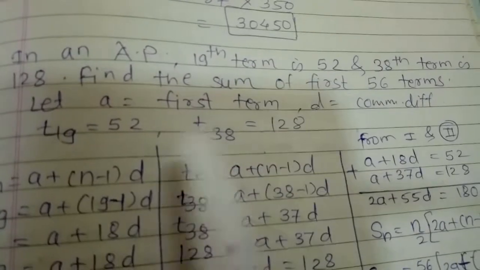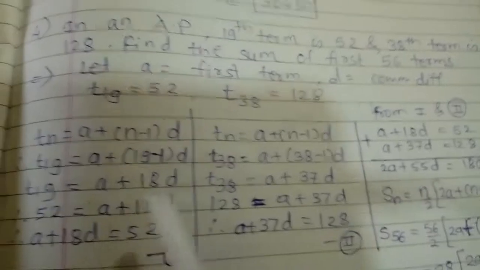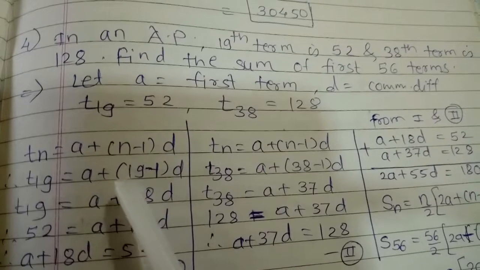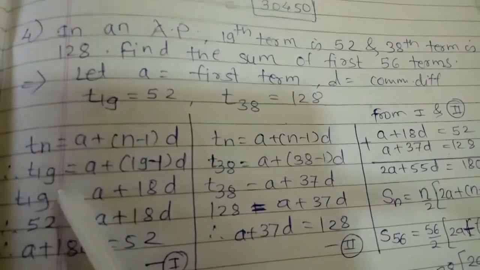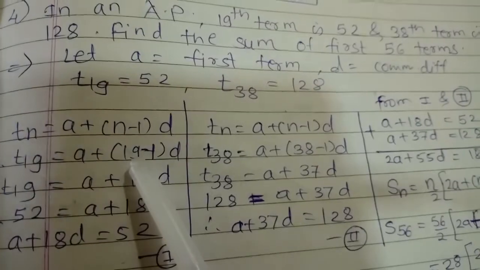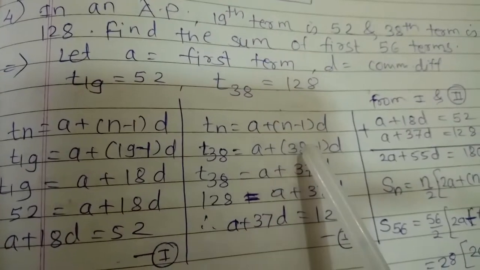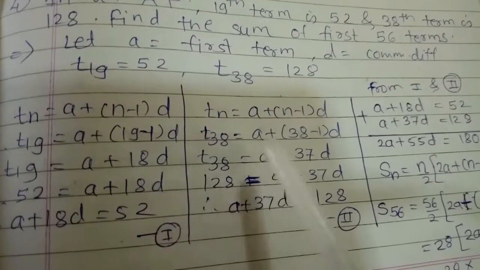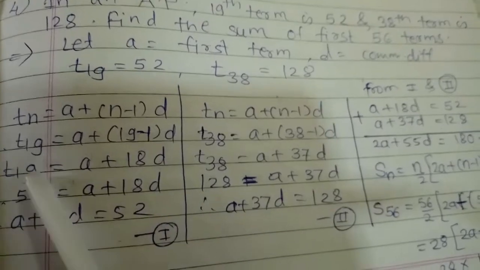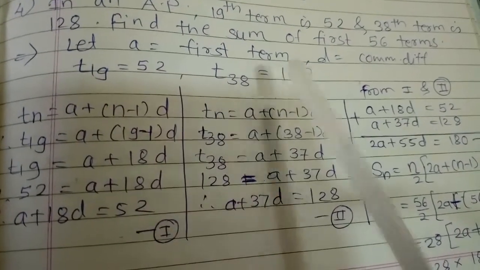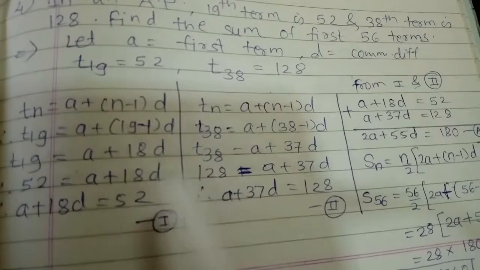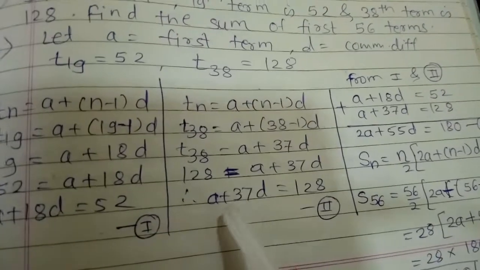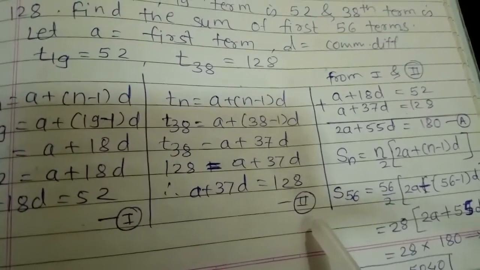Using the formula for Tn, we find out the values. Tn is equal to a plus n minus 1 into d. We solve it for these two simultaneously. So T19, and here we calculate T38. We just put down the value of n, 19 minus 1, and here 38 minus 1. So T19 is equal to a plus 18d, and here we get a plus 37d. We know the values of T19, that is 52, and T38 is 128. Putting these values here, finally we get two equations: a plus 18d is equal to 52 and a plus 37d is equal to 128.